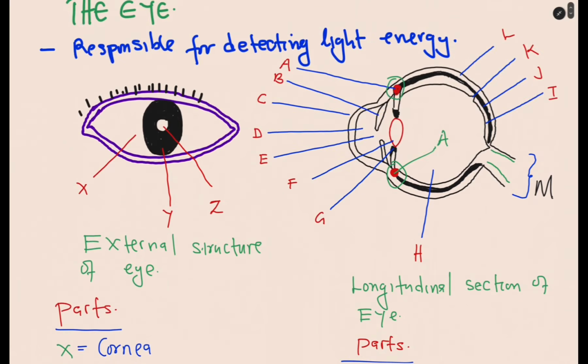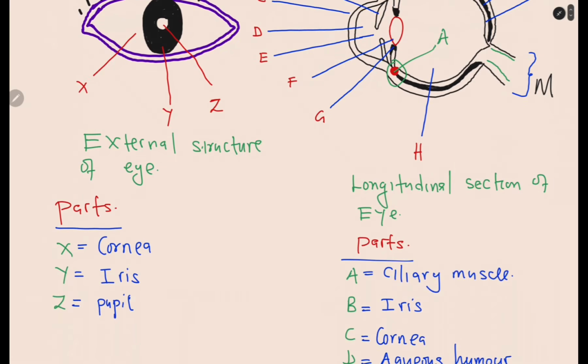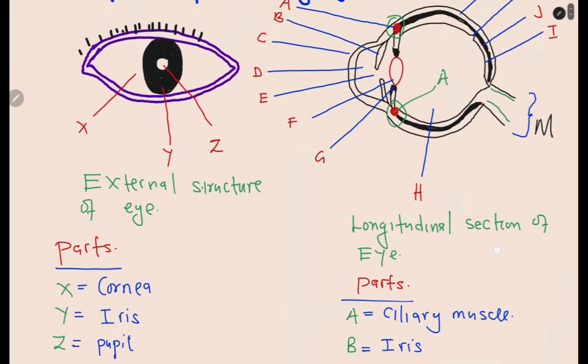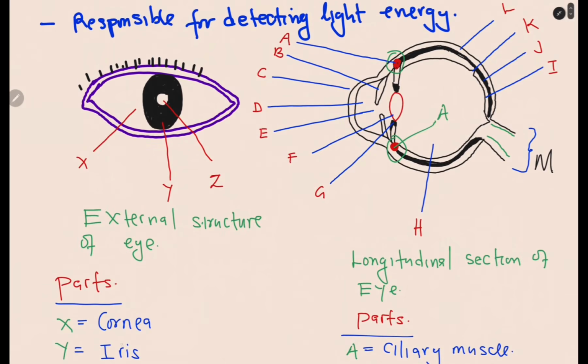Then what about B? B is pointing right at this part. B is called the iris. Now look at this one, the iris on this side is Y. So if we look at it from the longitudinal section, that is how an iris looks.